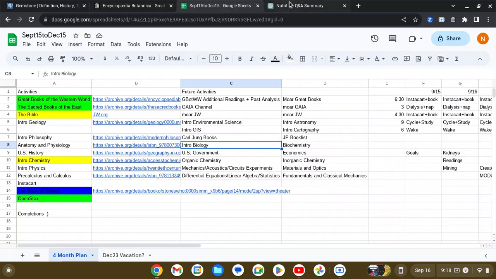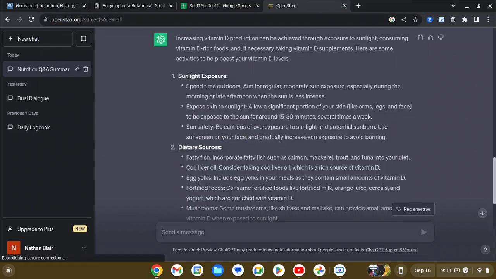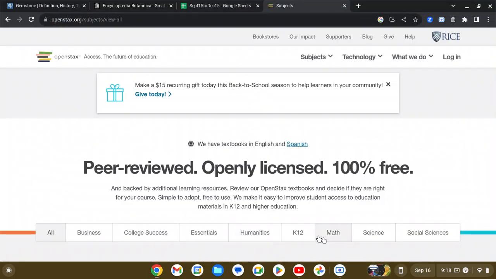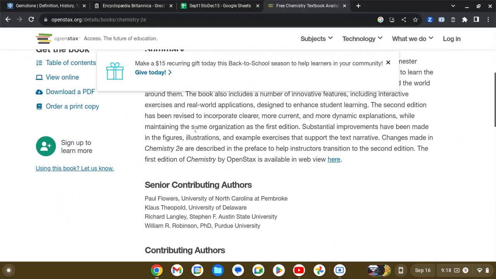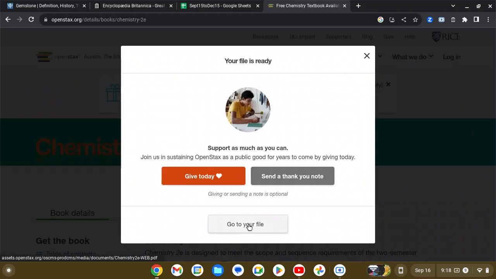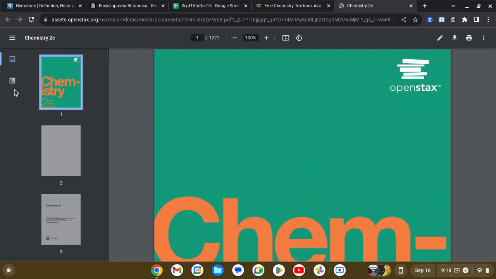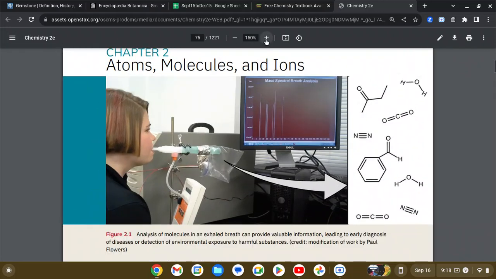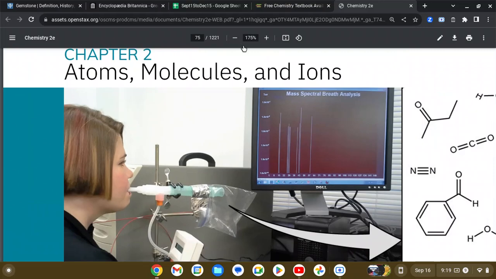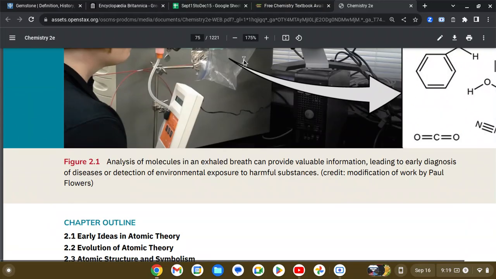So let's go ahead and do that. I'm going to go ahead and open up the OpenStax. Okay. Science, Chemistry 2E, PDF, go to File, and then we'll open this up. There, Chapter 2, Atoms, Molecules, and Ions. Okay, that should do it.